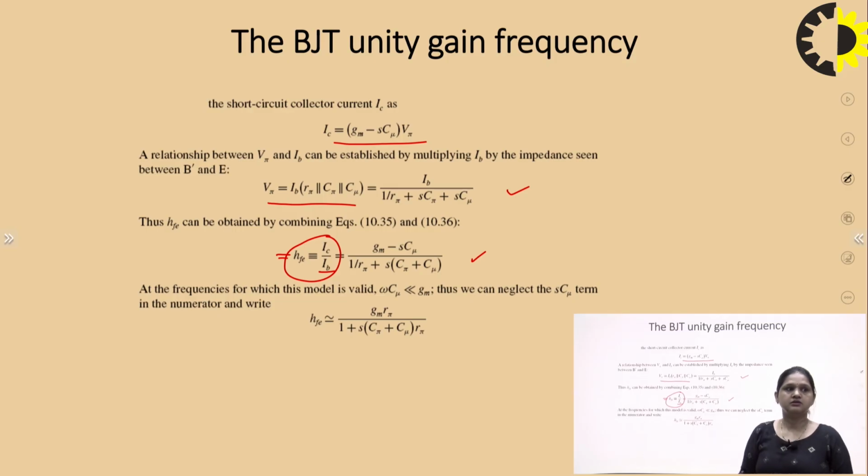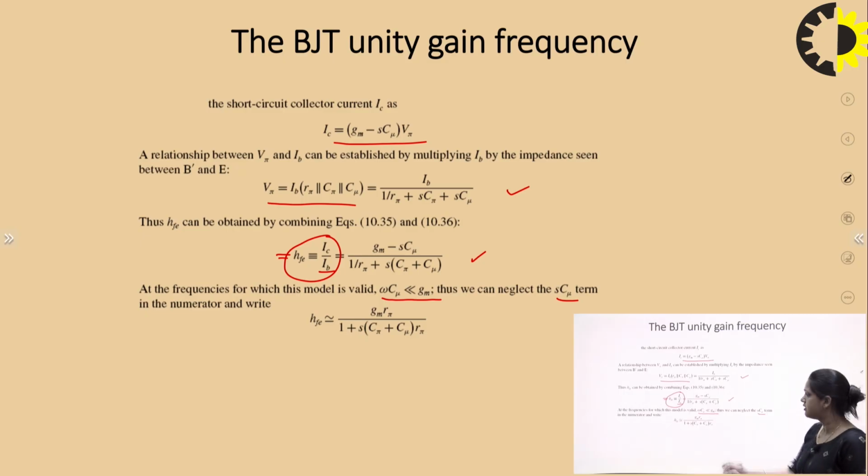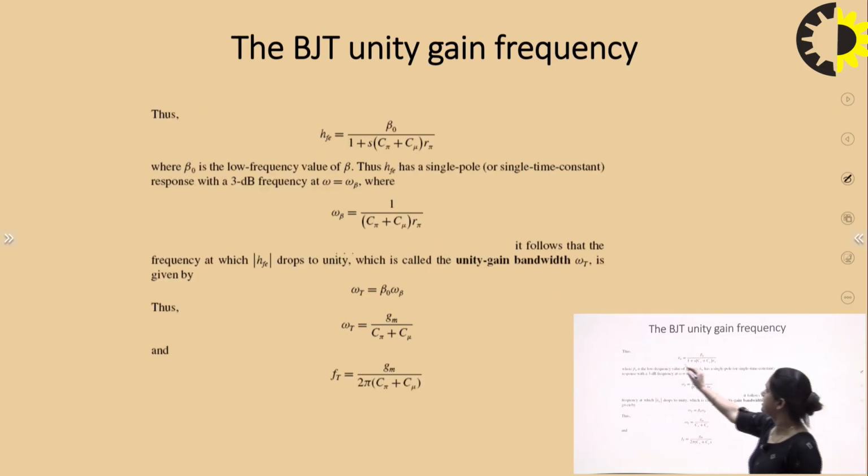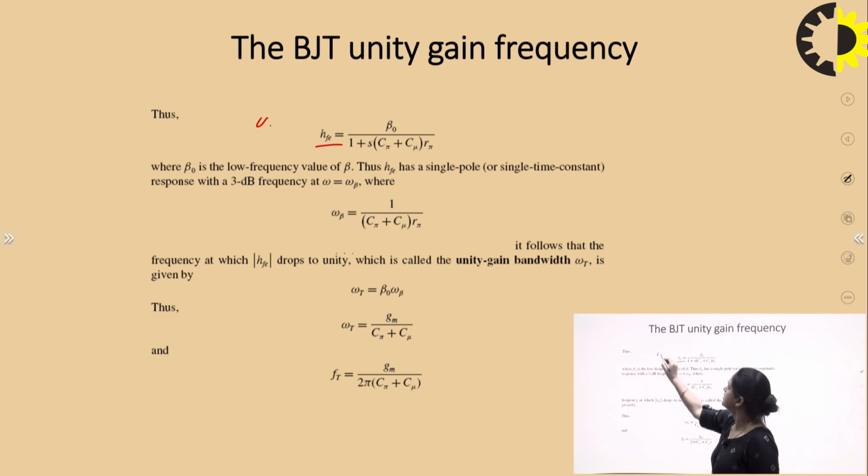At the frequency for which the model is valid, omega C mu must be very, very much less than GM, up to which this model is valid. Otherwise this model is not valid. So here we can neglect the term S into C mu. This is the approximation used in the derivation. From here you can write this expression like this. This can be neglected, considered as 0 if the value is very small. So this is the expression, and this can be represented by HFE or current gain.